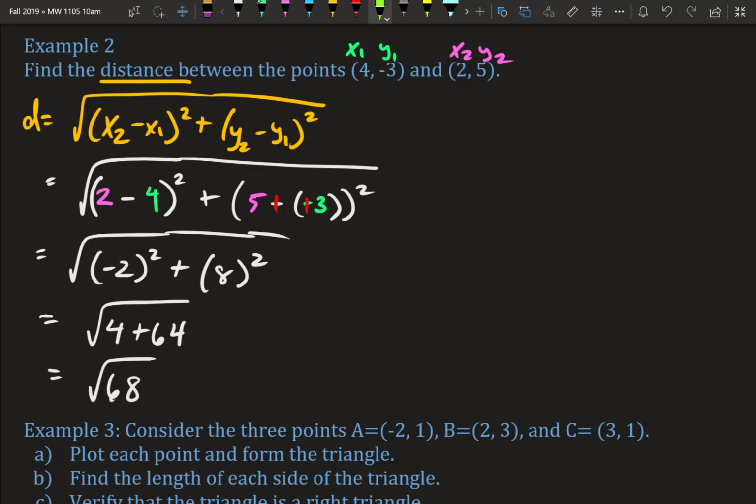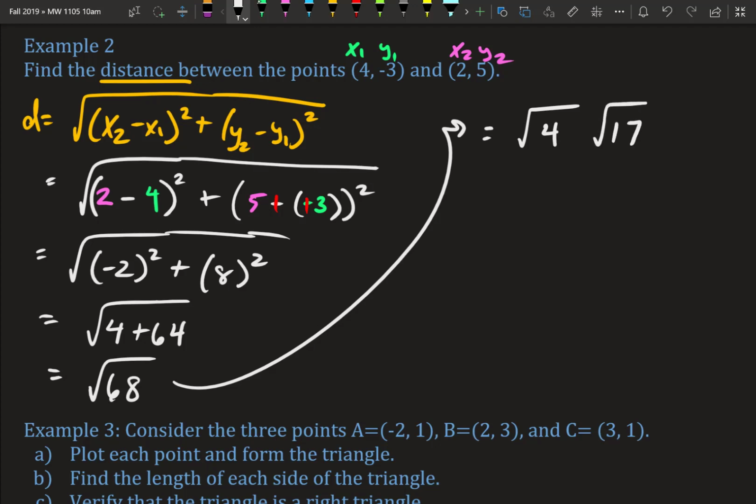Now perfect squares are 4, 9, 16, 25, 36, 49, 64, 81, 100. Those are perfect squares. So like 2 times 2, that's 4. That's why 4 is a perfect square. 3 times 3 is 9. That's why 9 is a perfect square. So what you would do is divide 68 by perfect squares until something works out. And if you did, you would realize that 68 divided by 4 is 17. So I'm going to break this down into square root of 4 times the square root of 17.